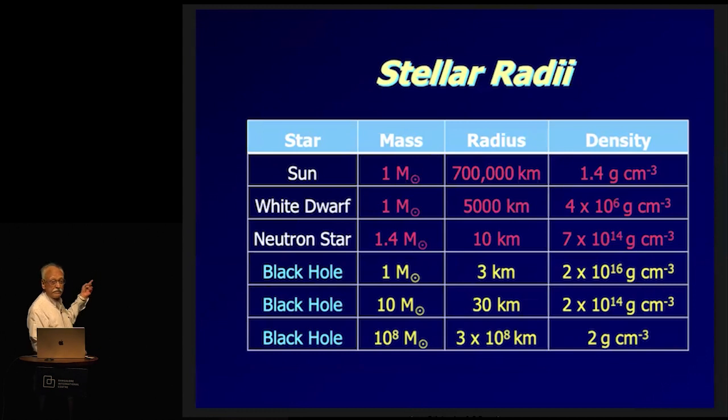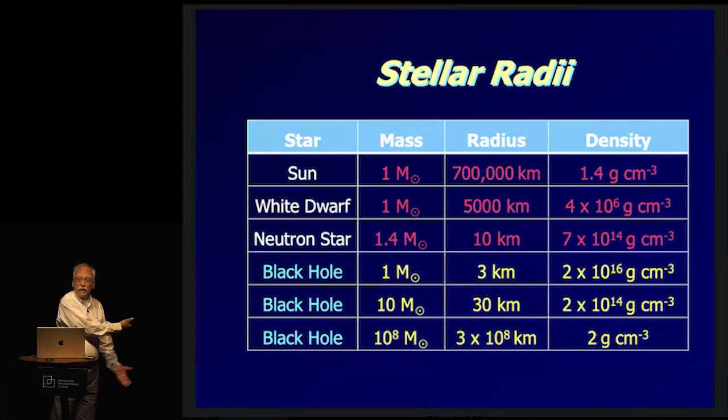So if I take the Sun itself, it's got a mass of 1 solar mass. It has a radius of 700,000 kilometers. When the Sun dies, it will become a so-called white dwarf. So, it's not dying anytime soon, nothing to worry about, but it will die ultimately, and it will form a white dwarf, 1 solar mass. That will be much more compact. It will be 5,000 kilometers, so, much more dense.